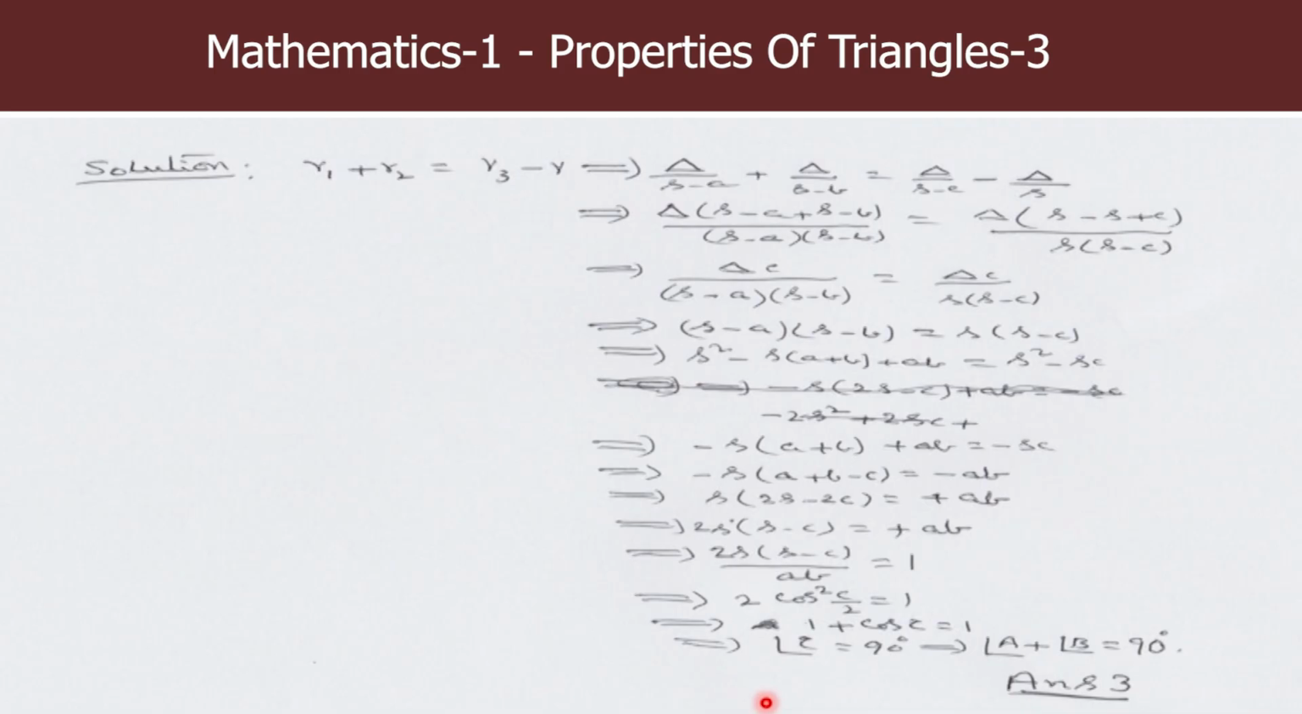So now if you simplify it, then what you get is S square, S minus A into S minus B is equal to S into S minus C. So there is S square minus S into A plus B plus AB is equal to S square minus SC. So that means S square cancels. Minus S into A plus B plus AB is equal to minus SC.